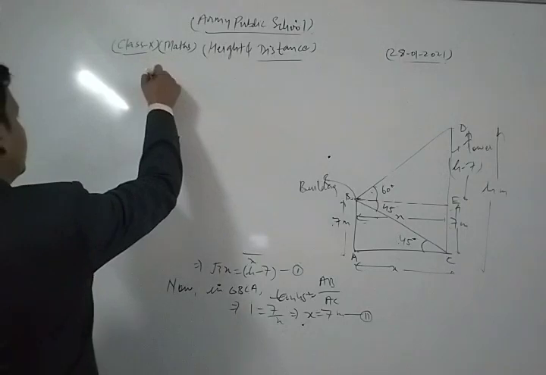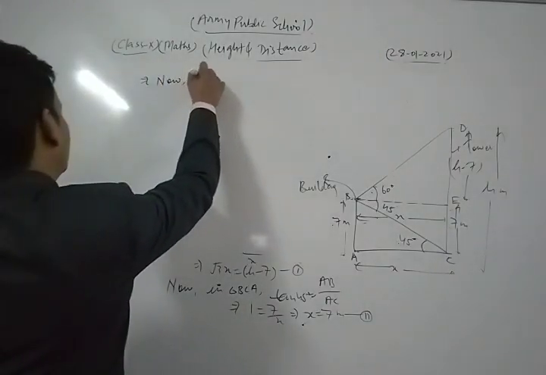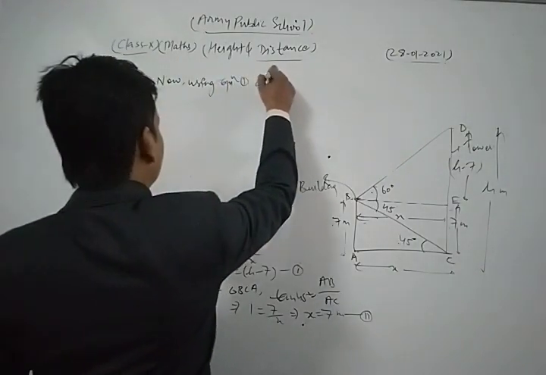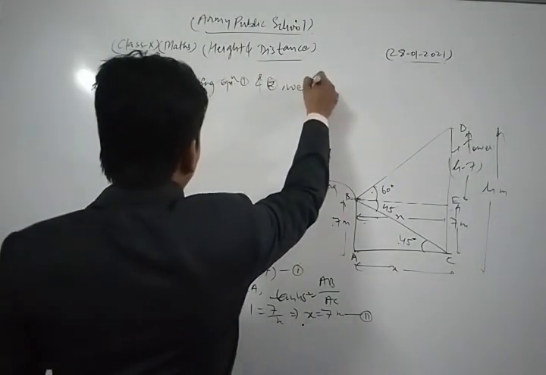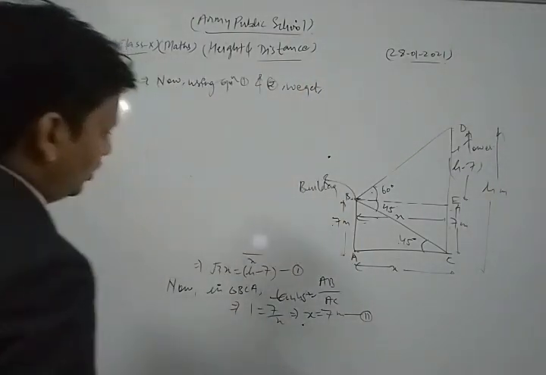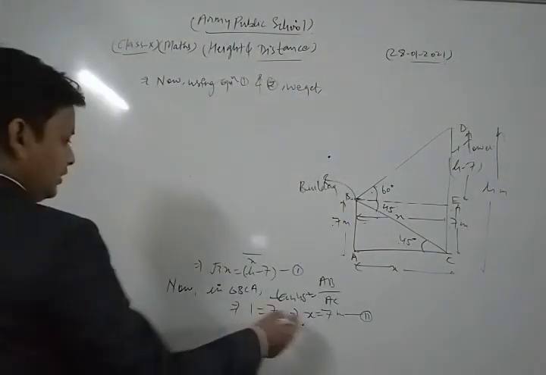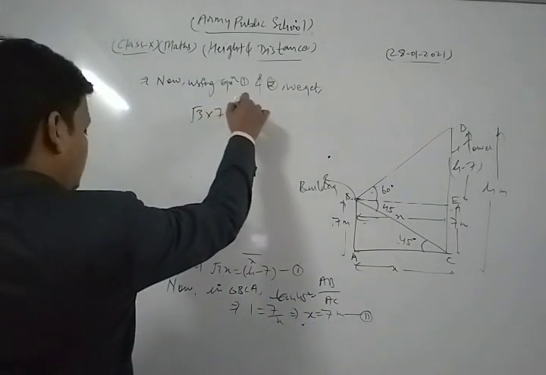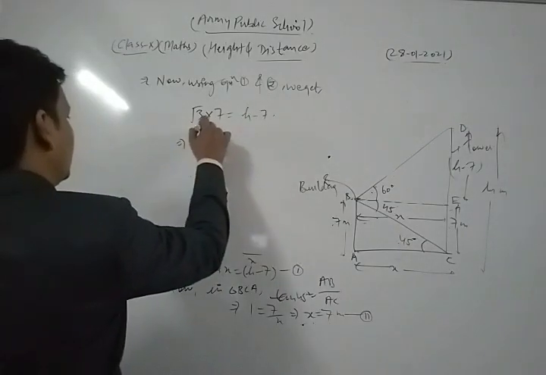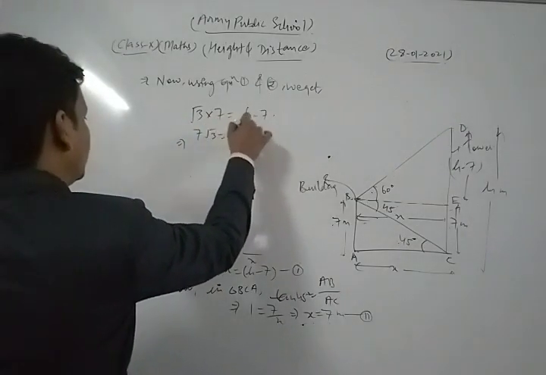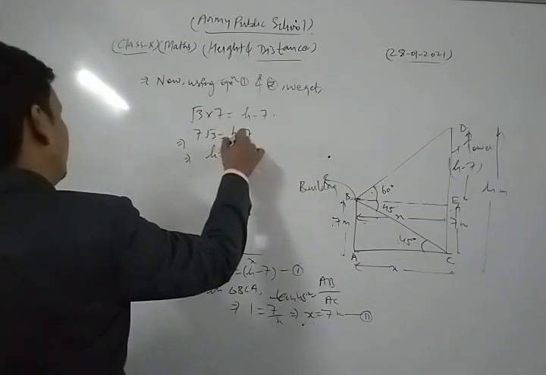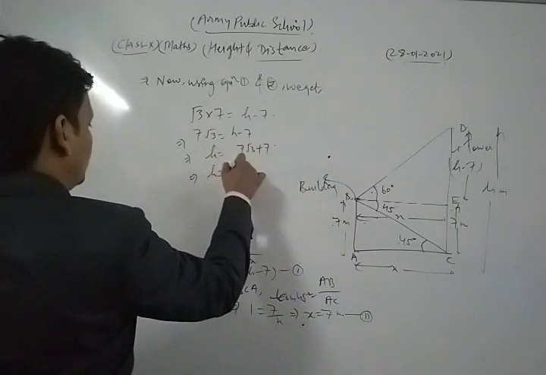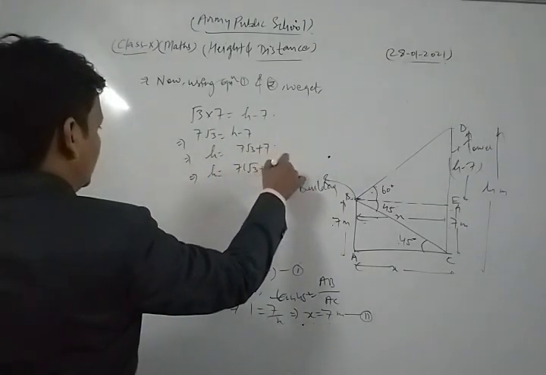Now using equations 1 and 2, we put x equal to 7 in that equation. So root 3 into 7 is equal to h minus 7. That is 7 root 3 is equal to h minus 7. So the value of h is equal to 7 root 3 plus 7. That is, h is equal to 7 root 3 plus 1 meter.